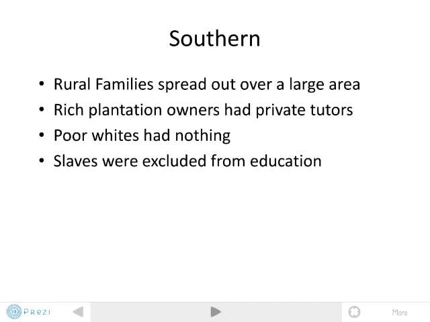In the South, we had a lot of poor people. Surprise, surprise. Now, of course, the South was very rich because of cotton. However, the South had a lot of rural families spread out over large areas. There were plantations, as we all know, but the plantations were different than what we imagine, especially if you've seen Gone with the Wind. The plantations weren't like that. Plantations were spread out all across the South.